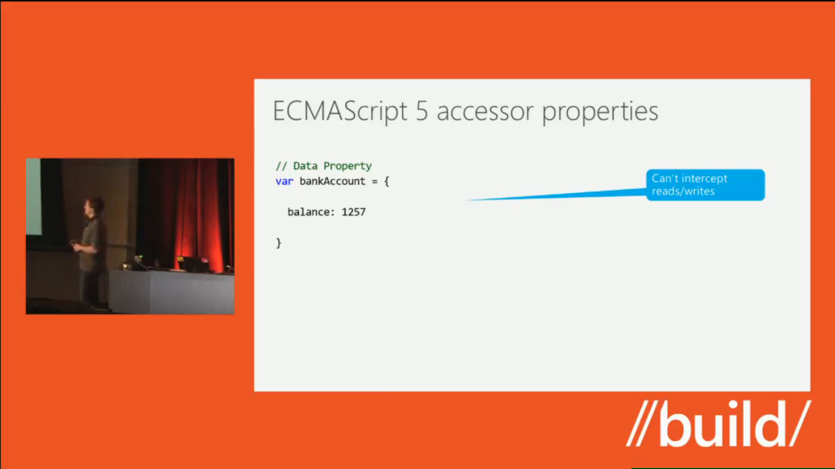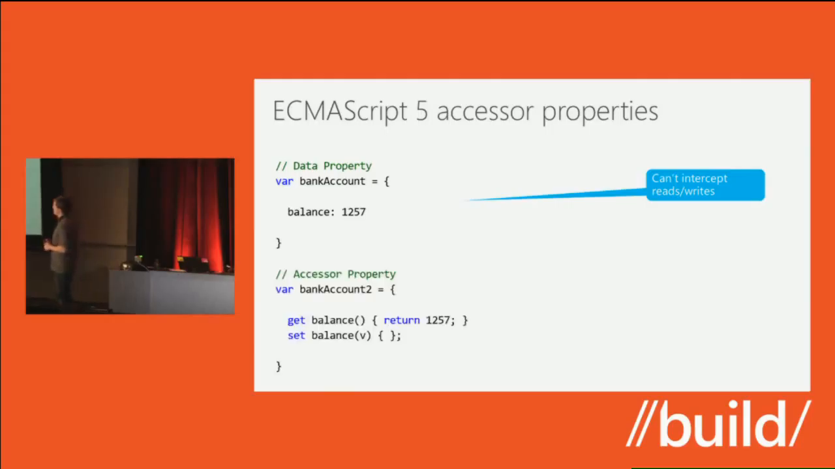And so ECMAScript 5 added the ability to have getter-setter accessor properties. This accessor property down here creates an object which, from the outside, looks just the same as the first object. It's just an object with a single property called balance. And when I get it, it's going to return 1257.